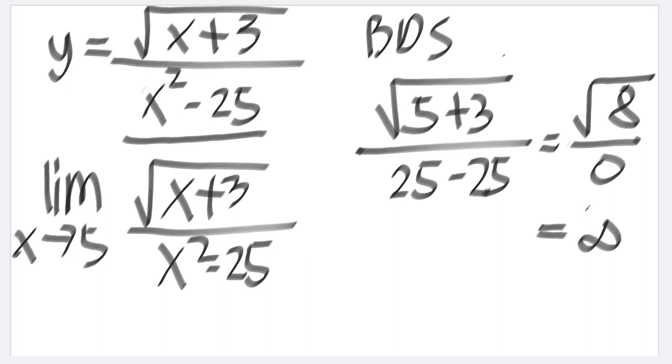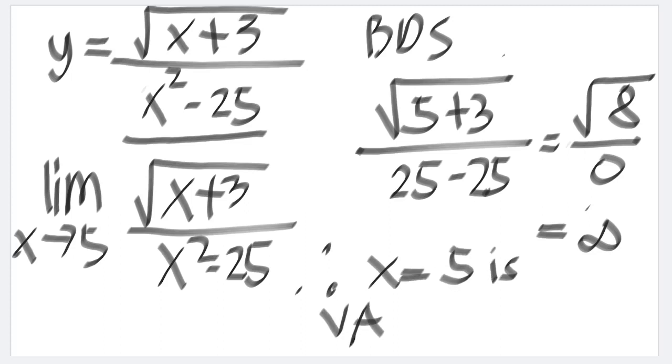So therefore, because the limit of square root of x plus 3 all over x squared minus 25 as x approaches 5 is equal to infinity, we can conclude that x is equal to 5 is a vertical asymptote of the function.